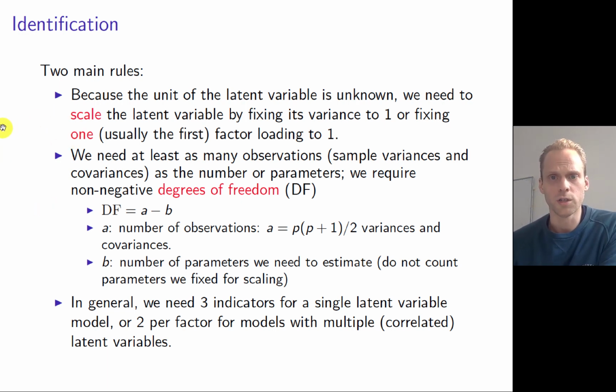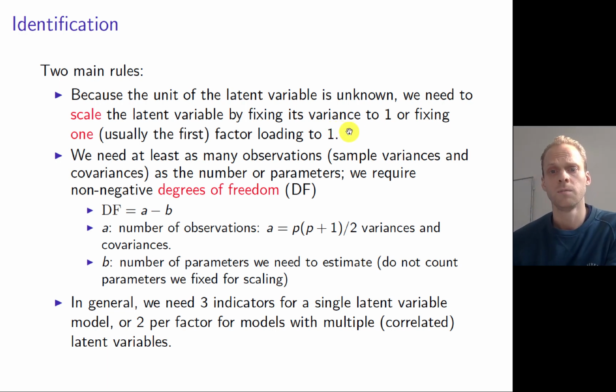What's more important is that we also need to fix the variance. We can do that by simply saying this latent variable has a variance of 1. Or we can say this latent variable has a similar variance to the first indicator, and that's by setting the first factor loading to 1. So simply said, for every factor, we either need to set the variance of the factor to 1 or the factor loading of the first indicator to 1.